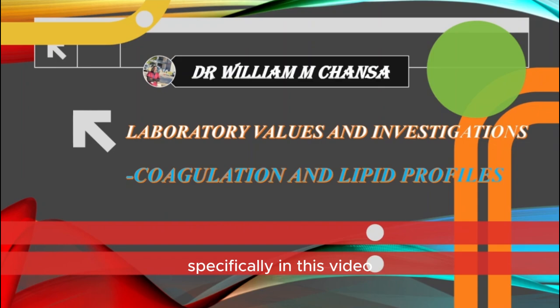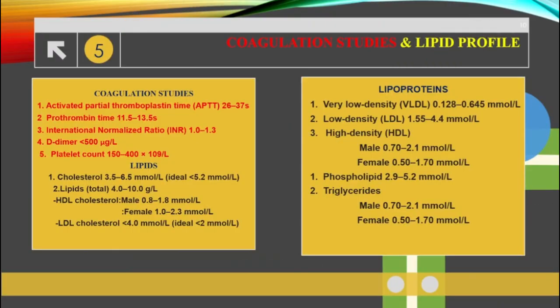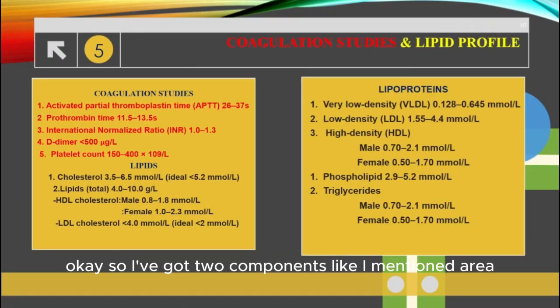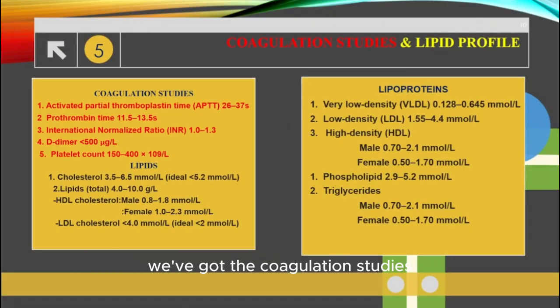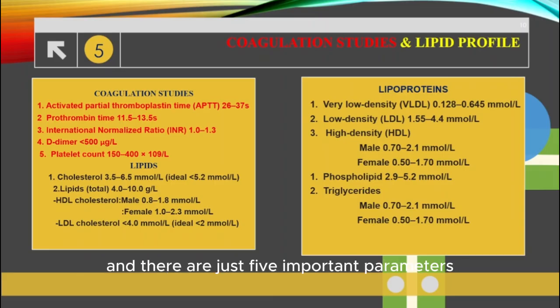Specifically, in this video, we're going to focus on coagulation and lipid profile. So let's go. Okay, so we've got two components like I mentioned earlier. We've got the coagulation studies and the lipid profile. I'm going to begin by discussing the coagulation studies. And there are just 5 important parameters that you have to remember or memorize, especially 2 all the way up to 5, you have to know them.